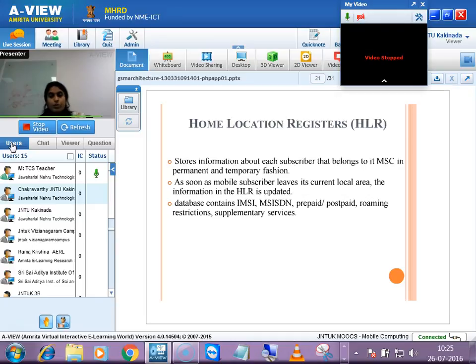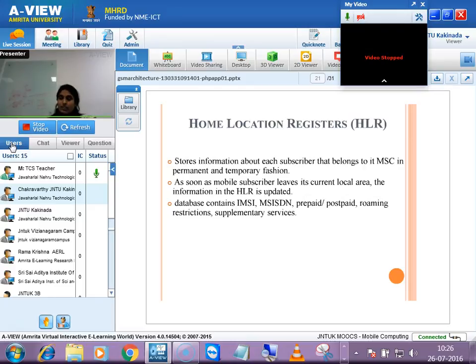Coming to the home location register, what is the HLR, what does it store? It stores information about each subscriber that belongs to its MSC in permanent and temporary fashion. As I told you, whenever you get a SIM, you share your profile with them. That information will be stored in the HLR: all the details related to you, and what QoS should be provided to you. QoS means quality of service. Like if you pay a high amount, this much quality of service will be provided.